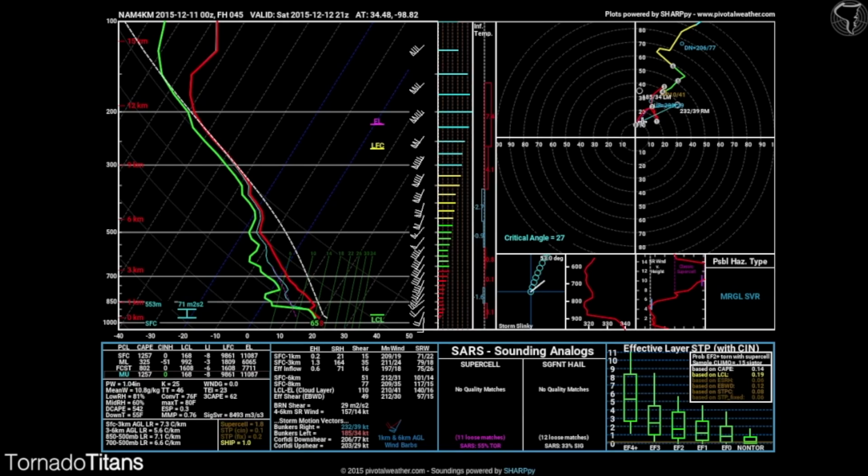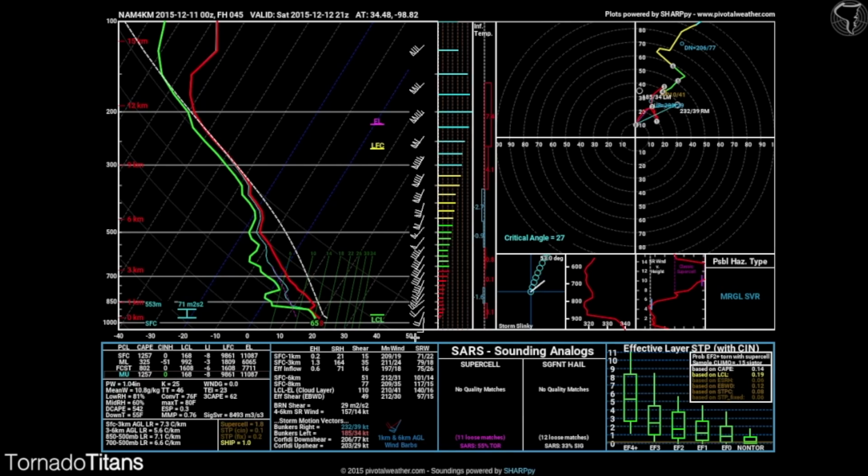You're even going to learn how to read hodographs. You're going to learn what this little effective layer STP with the EF scale means. You're going to learn all of that. It's going to be fun, all these indices. So in future lessons, you're going to learn that. But for now, I think you have a good idea about what the Skew-T is doing here.